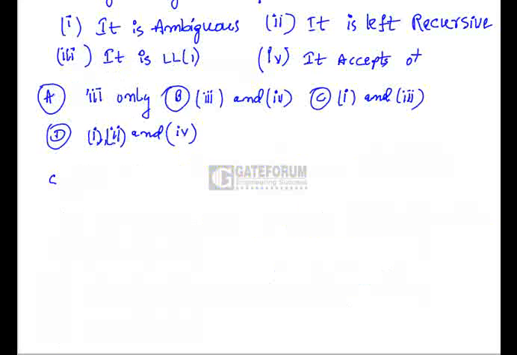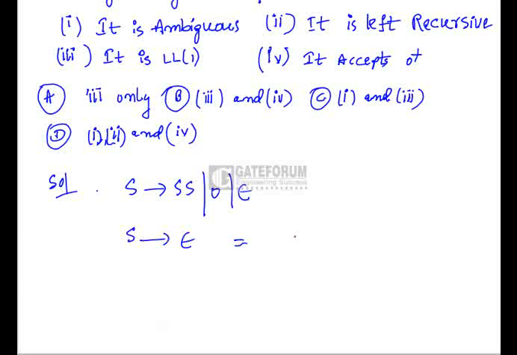So here the given grammar is S to SS is one production, 0 is one production, epsilon is one production. So when S gives epsilon, the minimum string generated by this is the null string. That means statement 4 is wrong, because it is saying that it accepts 0 plus. 0 plus does not contain epsilon. So this statement is false. It is not an LL1 grammar. It is both left recursive and right recursive. And one is it is ambiguous.